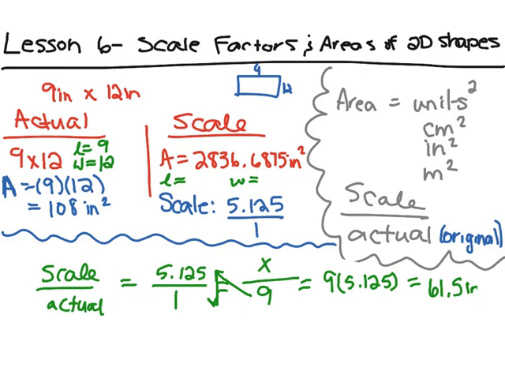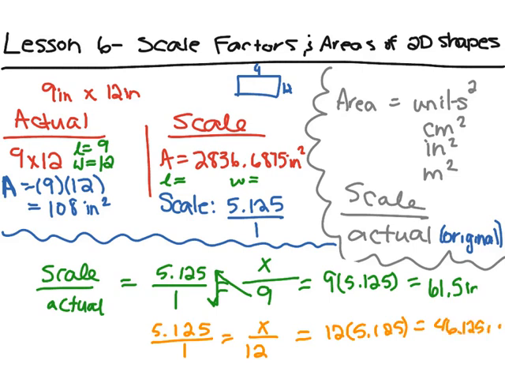Now we're going to find the width. Same thing, 5.125 over 1 is equal to x over 12. Now we're finding the width at 12. So 12 times 5.125 and you should get 46.125. So these are the dimensions of whatever's projected out onto the whiteboard. So that's how you find scale factors using areas.